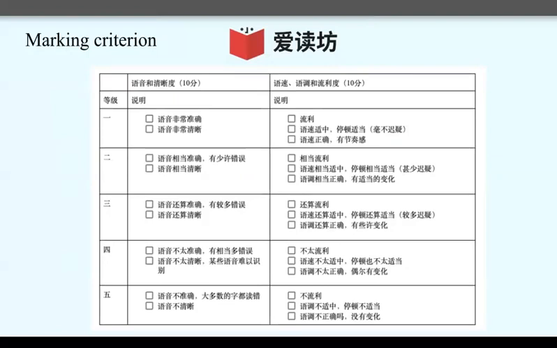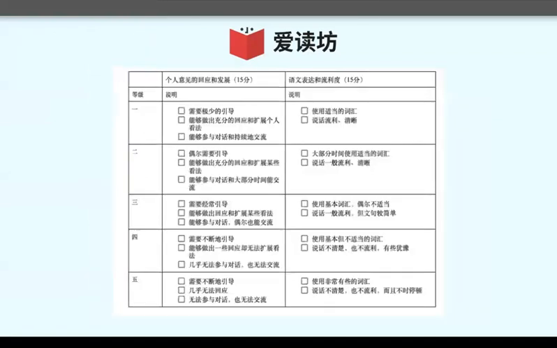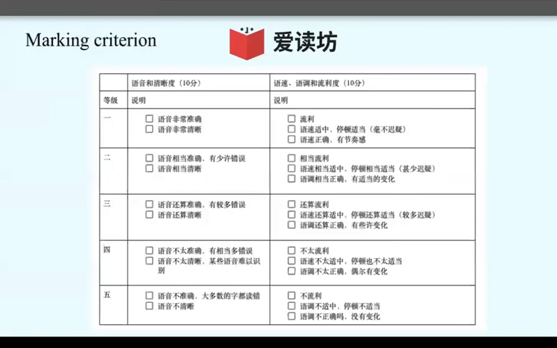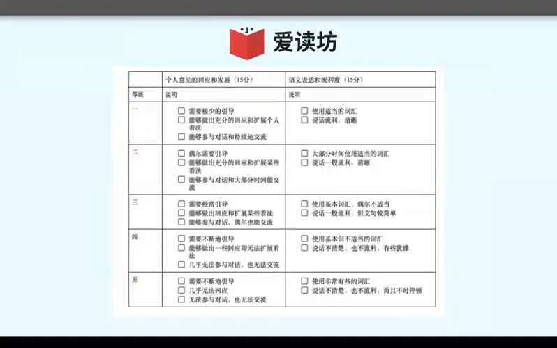So this is the marking criterion for reading aloud, and this is the marking criterion for video conversation. About the video conversation, personal opinion and suggestions are a total of 50 marks. And the ability of expressions and fluency are also 50 marks. So we can see that this is just an example. And there are a total of 5 grades. Grade 1 is expert, and then advanced, intermediate, elementary, and beginner.